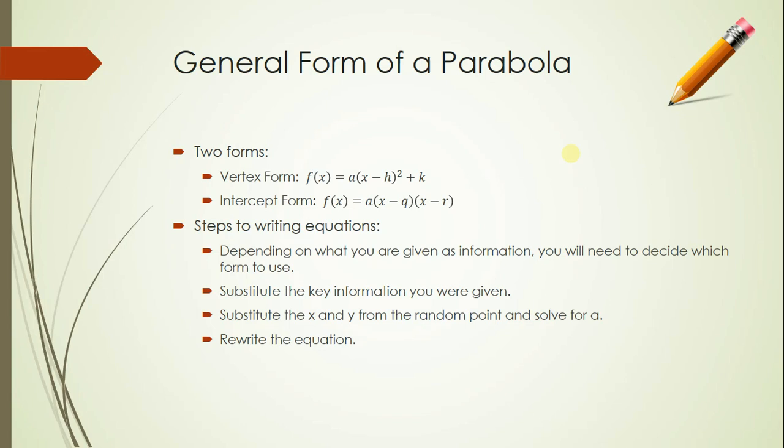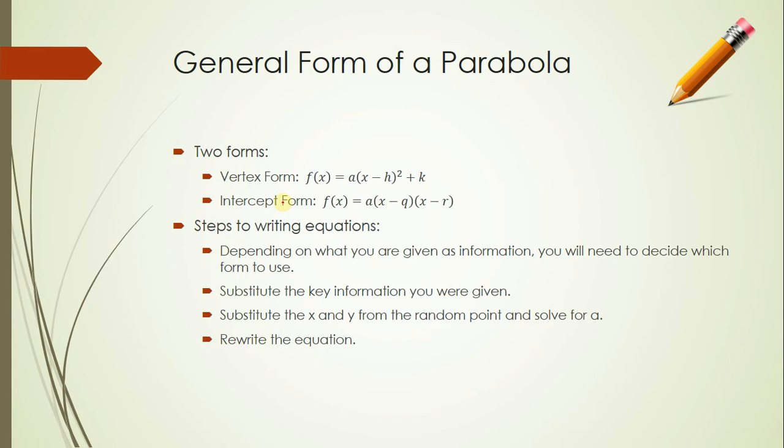Steps to writing them. Depending on what kind of information you're given about the parabola, you're going to decide which form to use. If I'm given the vertex and a random point, I would use vertex form, right? Because there is the vertex in that equation. If I'm given the two x-intercepts, then I would use my intercept form. So being aware of what I am given lets you know which form to plug into.